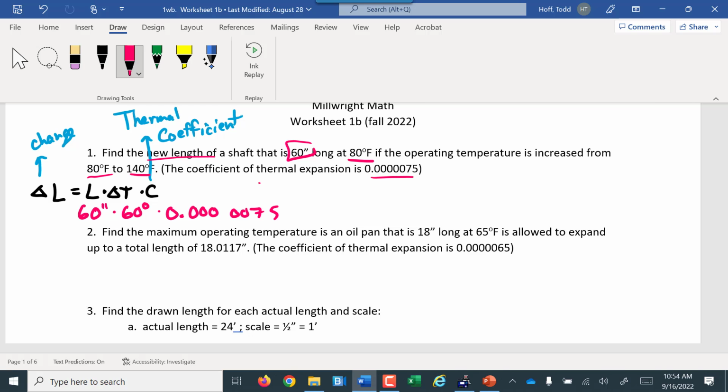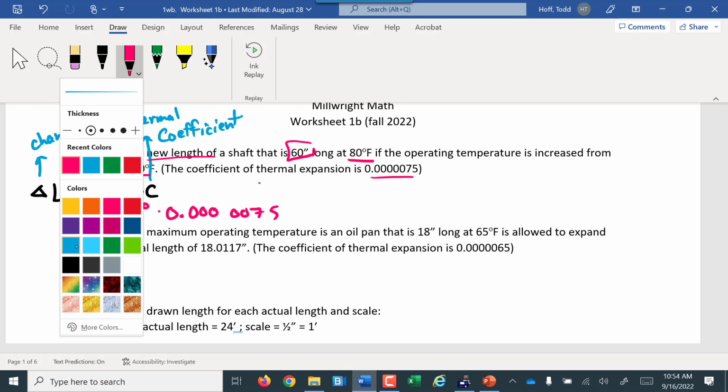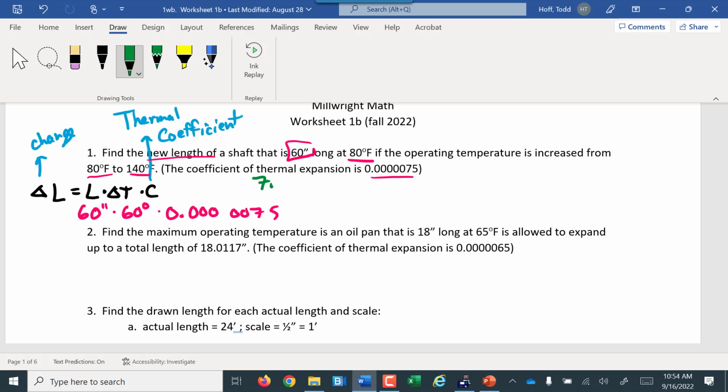Now, a lot of times you won't see a coefficient of expansion written out like that. I wrote it out like that because I didn't want to spend a lot of time going through scientific notation. But most of the time in a manual that you're looking up, you'll probably see that written as 7.5 times 10 to the negative 6. What the negative 6 means is you take that 7.5 and you move the decimal point 6 spots to the left. So you have to fill in zeros. There's your decimal point. So 0.0000075.